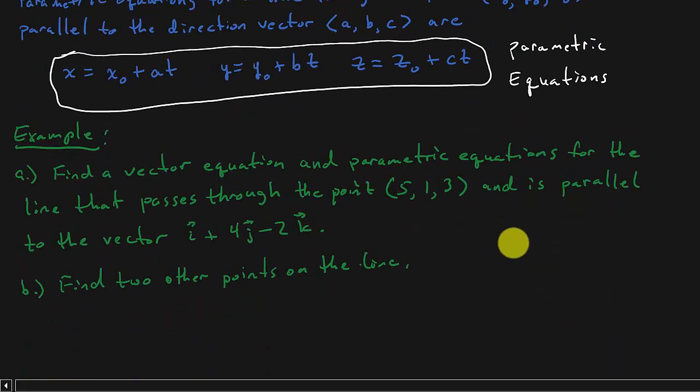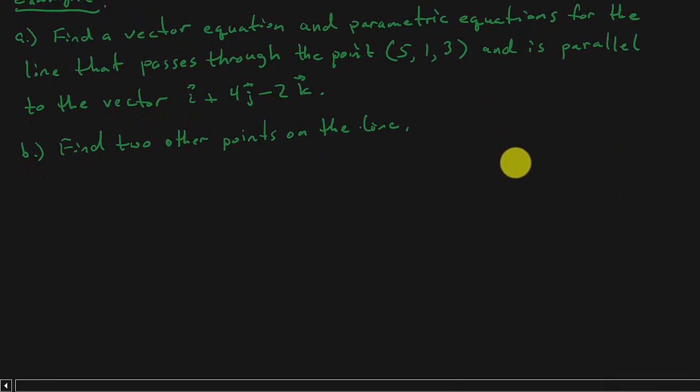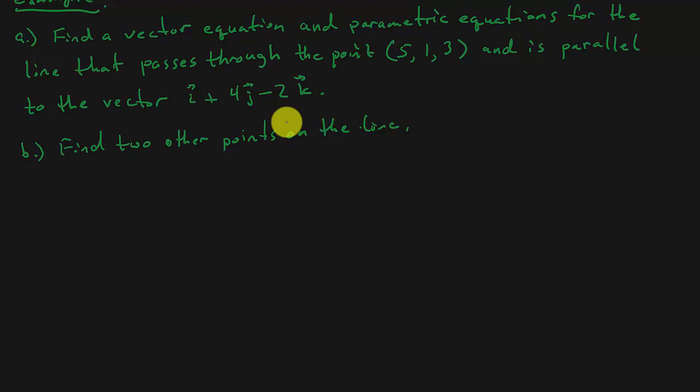Okay, so let's look at part A here. It says find a vector equation and parametric equation, so it's asking for both, for the line that passes through the point 5, 1, 3 and is parallel to the vector i plus 4j minus 2k. All right. Well, that's nice, because it basically tells us everything, doesn't it? You see that? It tells us everything.